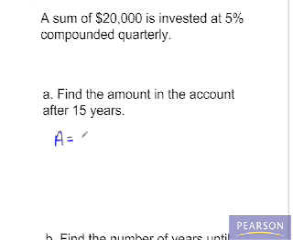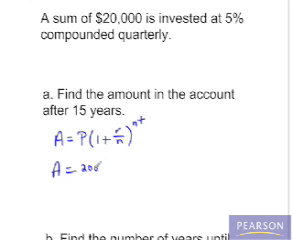We know that the amount A equals principal times 1 plus interest rate r over n, the number of times compounded per year, raised to the nt power. So find the amount A when principal, $20,000, is invested at an interest rate of 5%. We'll change that to 0.05. n would be 4 since we're compounding quarterly, raised to the 4t, 4 times 15. n is 4, t is 15 years.